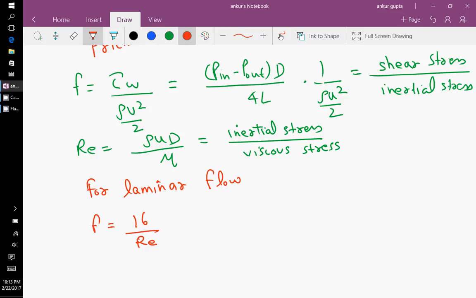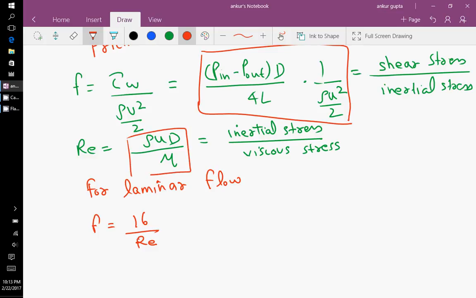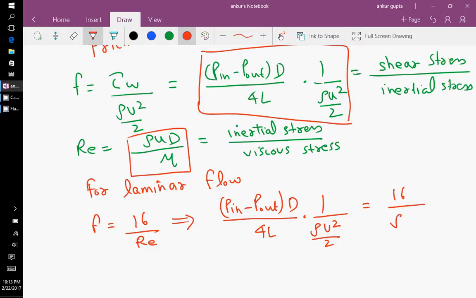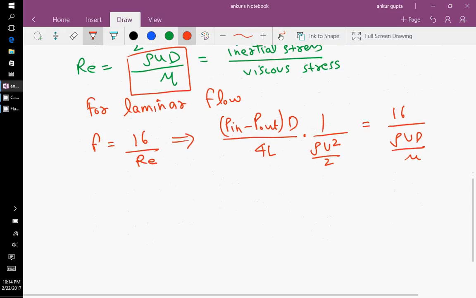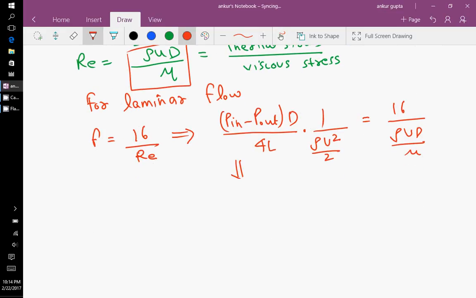Now I have written a definition of friction factor here, and I have written a definition of Reynolds number, which I have now circled. So I'm just going to put back these things here. I will say that this is P in minus P out into d by 4L into 1 by rho u square by 2 is equal to 16 by rho u d by mu. Why am I doing this? This way I can start to relate P in minus P out to velocity.